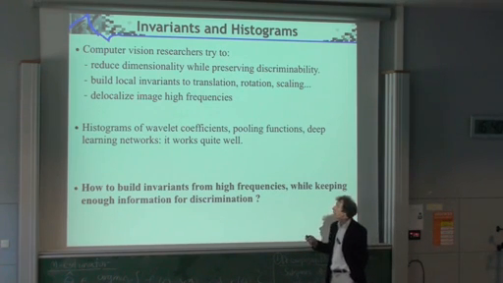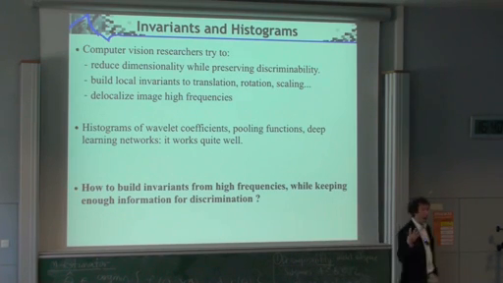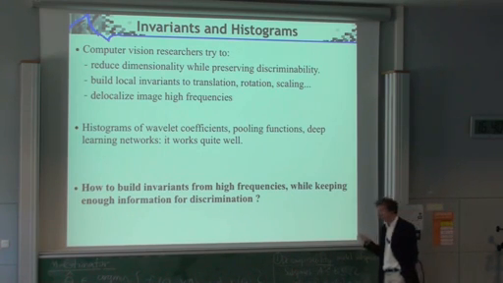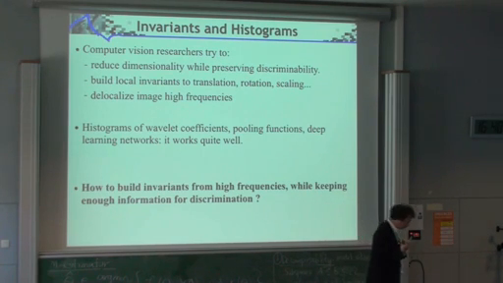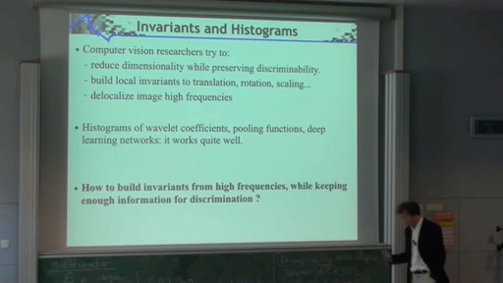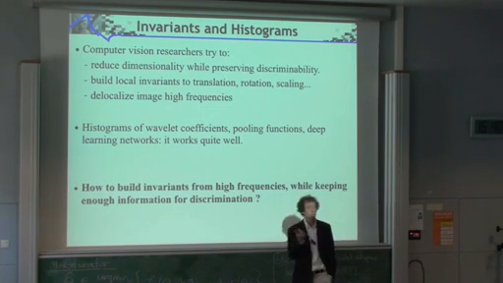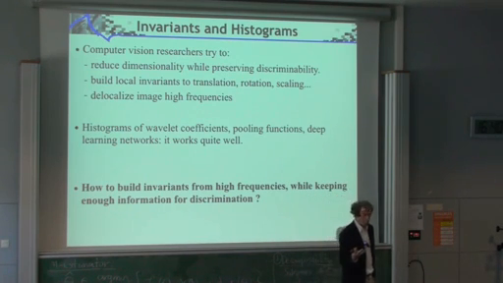Now, one of the things that appeared as very important is the fact that high-frequency information is absolutely key for recognition. And of course, the difficulty is that high frequencies are completely unstable if you take them as such with respect to invariants such as translation. So one of the questions that comes out in the research in computer vision is how to build up representations that keep the high frequency information while trying to build invariants.